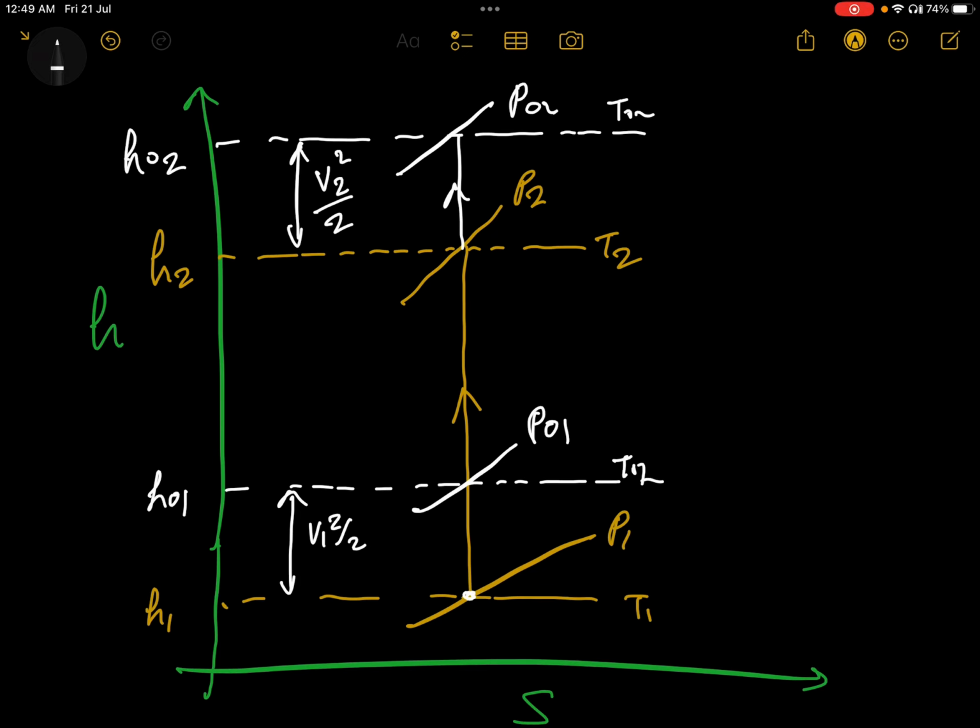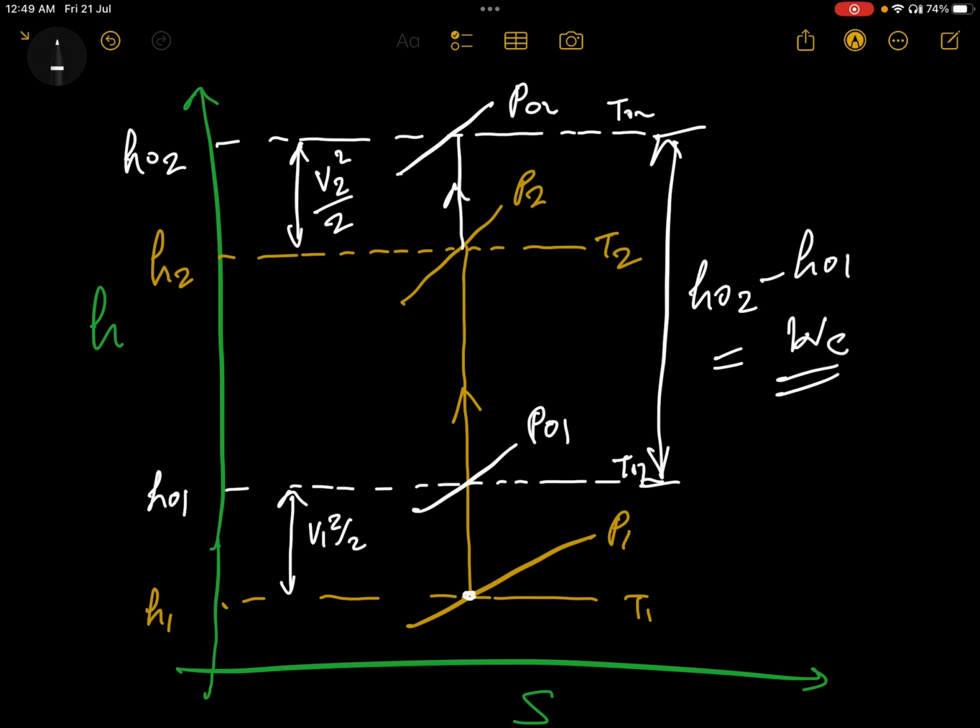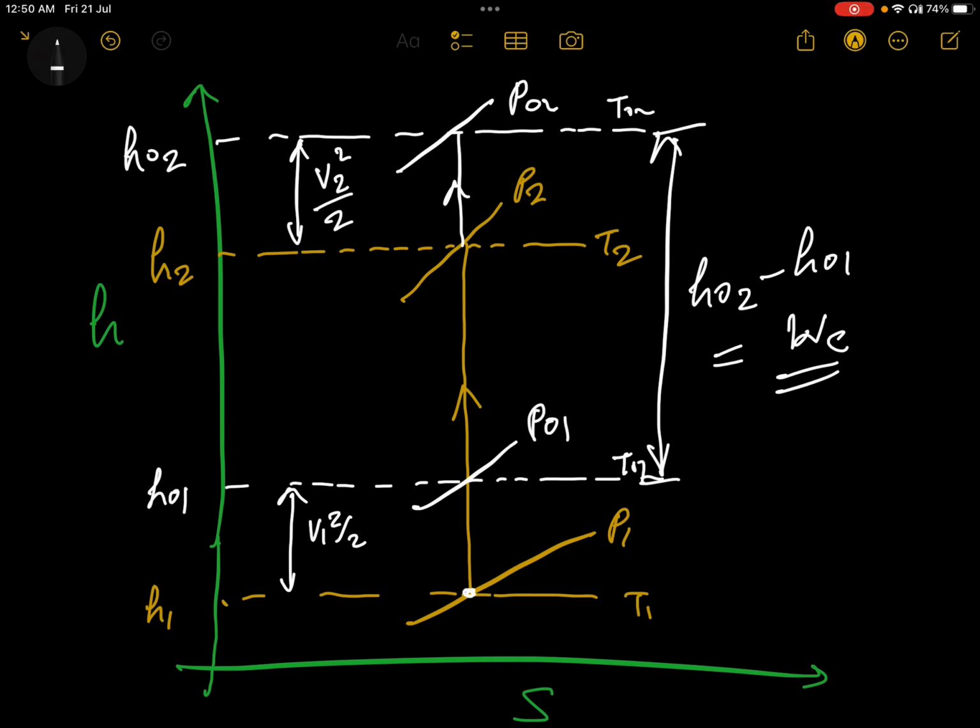What we are seeing here is that the difference of H naught 2 and H naught 1 is nothing but the compressor work. This is the compressor work we are delivering. An important point to note here is that the stagnation point works as the reference point to denote the total energy content of the fluid. I'm repeating again: the stagnation point works as the reference point to denote the total energy content of the fluid. Stagnation enthalpy always remains constant for energy transformation.